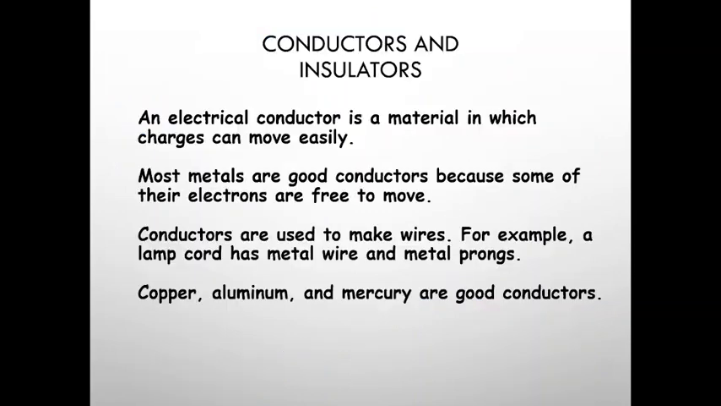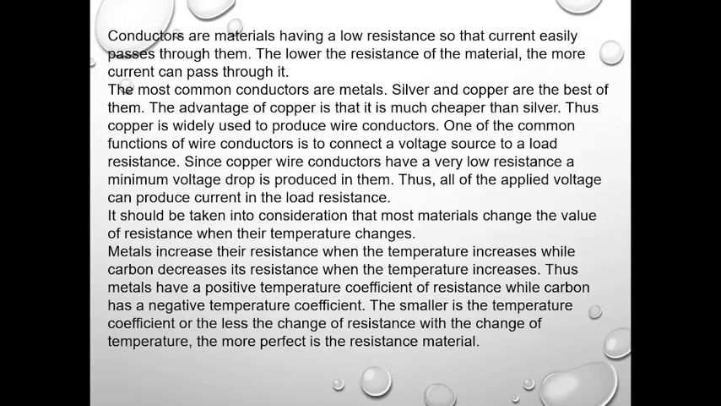Conductors and insulators. An electrical conductor is a metal in which charge can move easily. Most metals are good conductors because some of their electrons are free to move. Conductors are used to make wires. For example, a lamp cord has metal wire and metal prongs. Copper, aluminium, and mercury are good conductors.